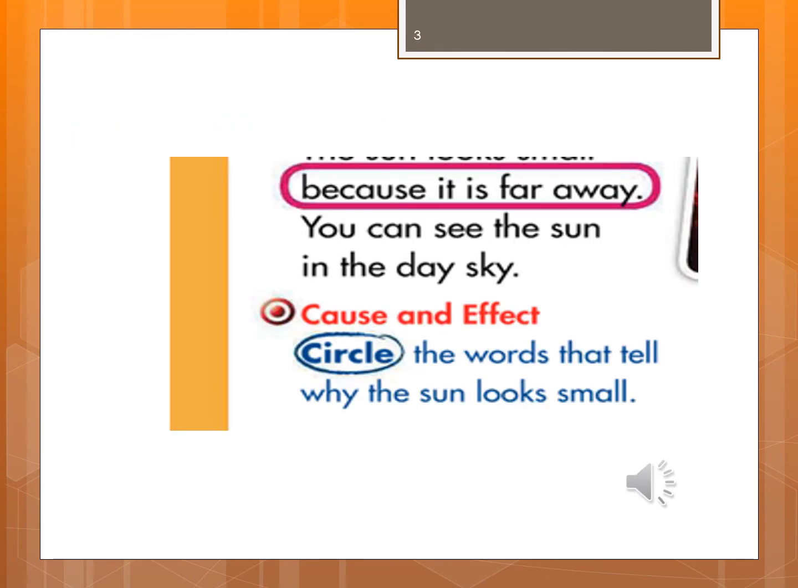Okay, open your book, page 115. You're going to see the question at the end of the page. Circle the words that tell why the sun looks small. Why do we see the sun small? Because it's far away. So we will circle because it's far away.